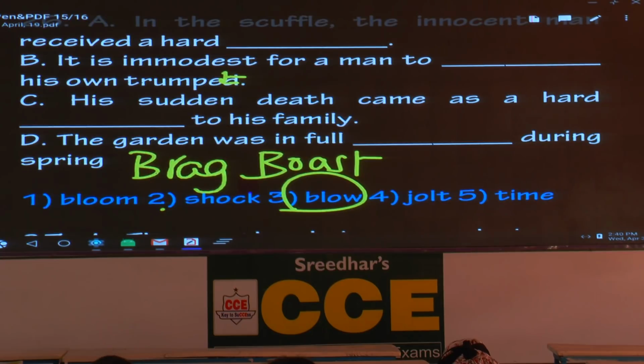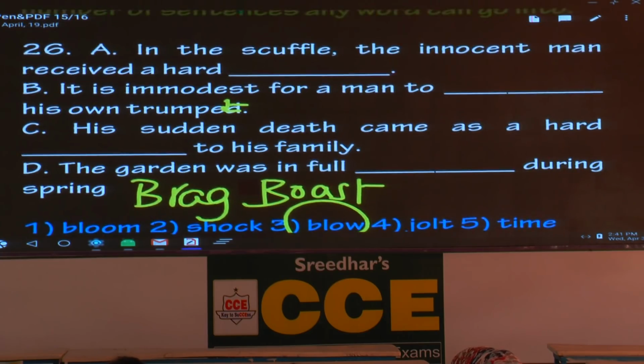His sudden death came as a hard blow to his family. This is also right. Hard blow means a difficult one to accept. Incident, we use the expression hard blow to his family. It goes with the third sentence, beyond any doubt. The garden was in full blow. No. What is the word here? The garden was in full bloom. Now we'll check other options. Three sentences we can use the word blow. Bloom goes with how many sentences?